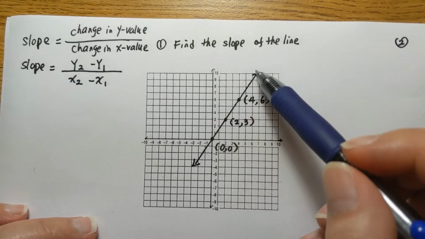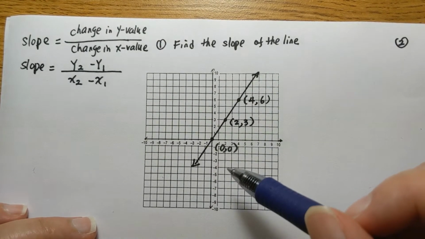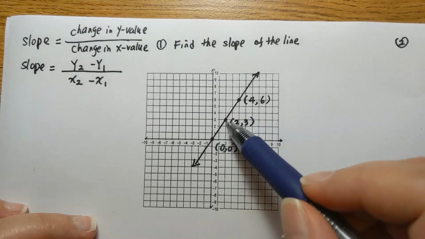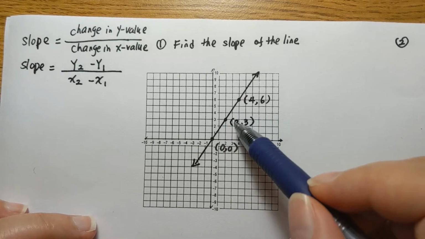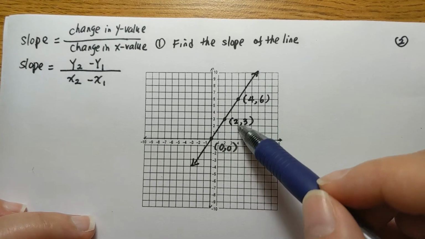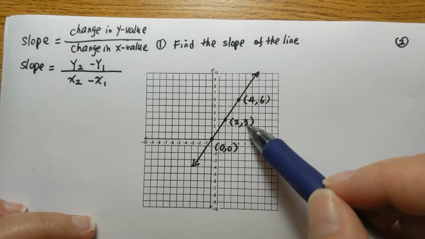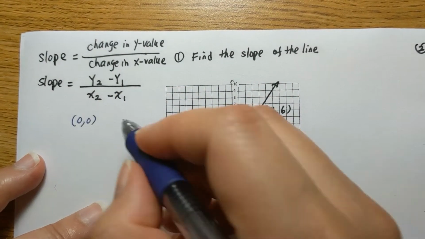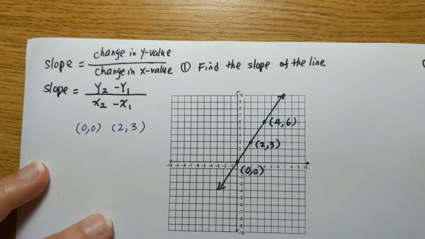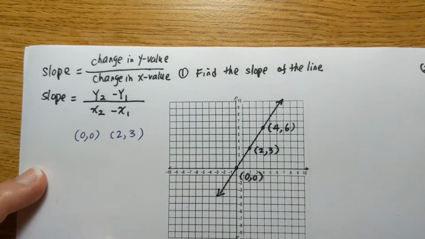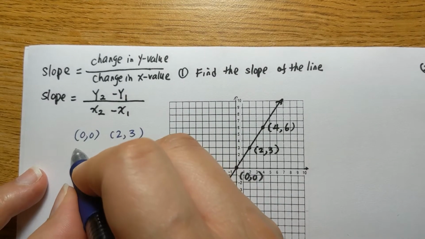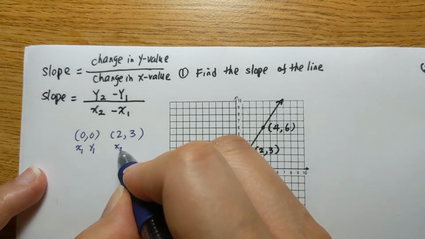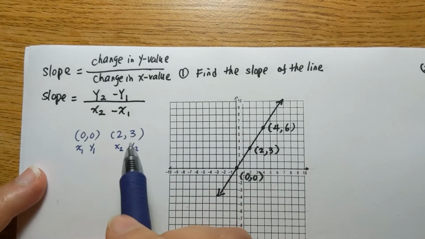So now this is a graph given to us. We can see there are many points, but we only have to choose 2 points. So we have this point, the origin 0, 0, and this point 2, 3, and another point 4, 6. I'm going to use 0, 0 and 2, 3. We always pick 2 points on the line to calculate the slope. So the first one is called x1, y1. The second point is x2, y2.